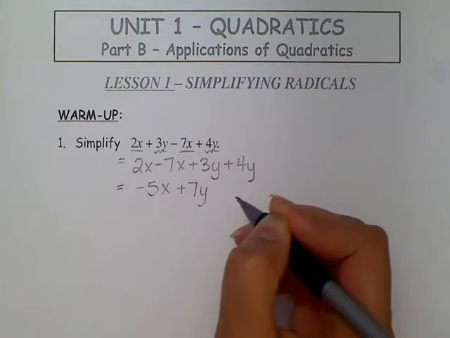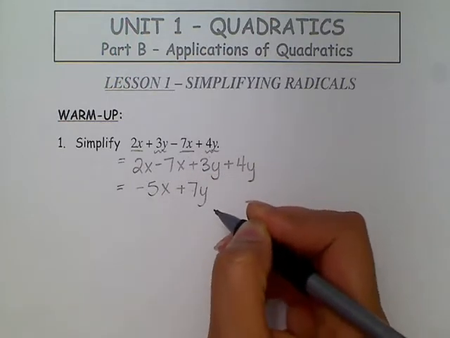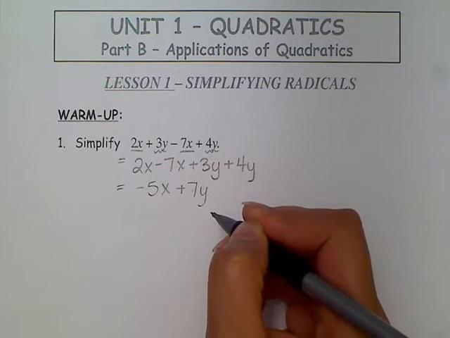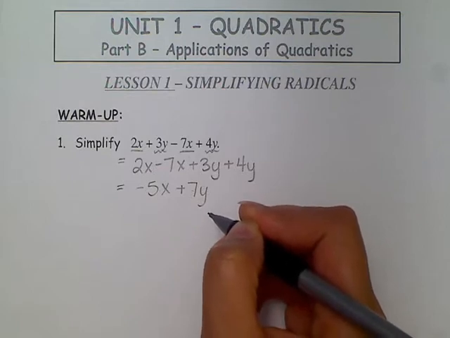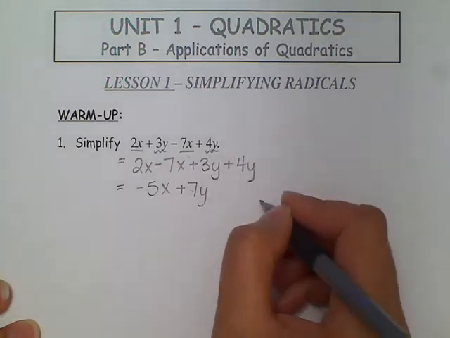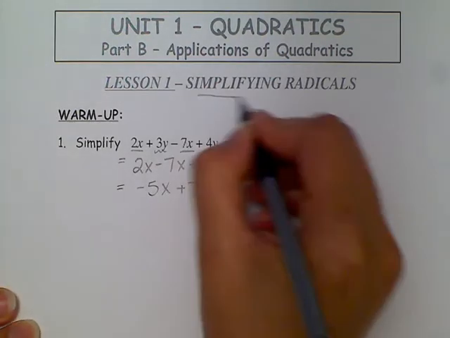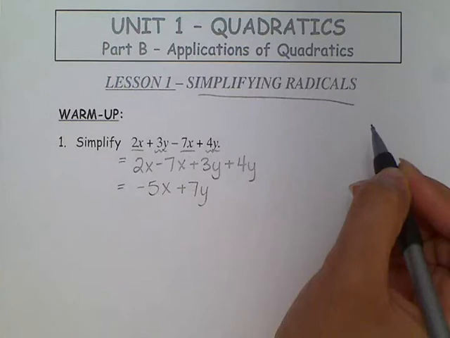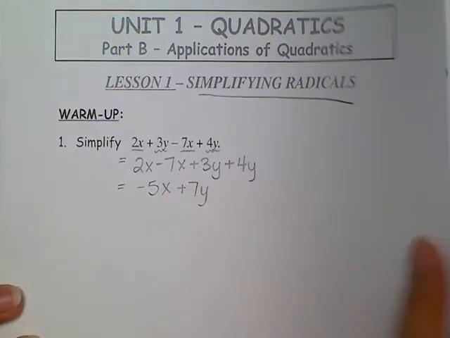Now, one thing to remember is that when you are looking at like terms, the bases have to be the same, and so do the exponents. And so we're going to apply a similar rule when we're looking at simplifying radicals. So that's the lesson we're going to be looking at today, and you'll see how this rule sort of works with radicals as well. So let's see what a radical is first.